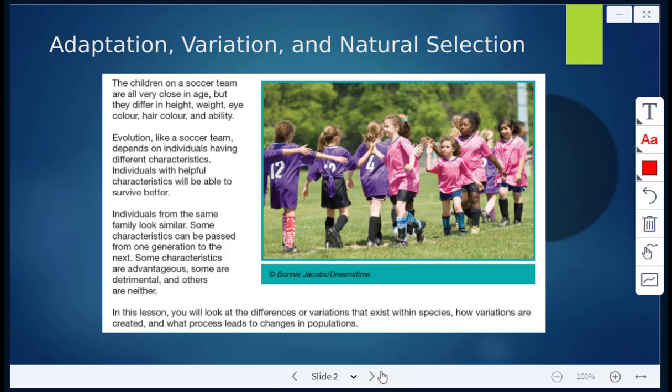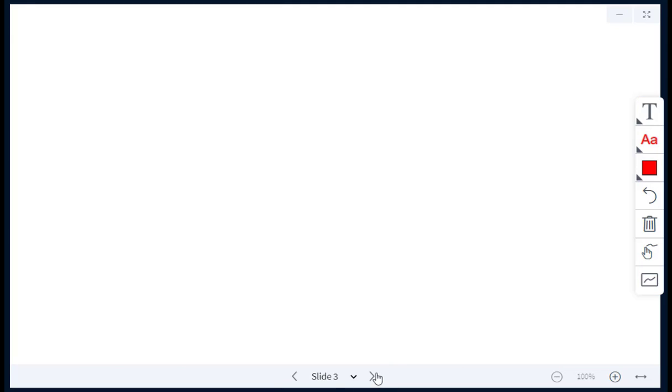What else you'll notice is individuals from the same family look similar. Some characteristics can be passed from one generation to the next. Some characteristics are advantageous, some are detrimental, and others have no effect. So in this lesson today, we're looking at differences or variations that exist within species, how they're created, and what processes lead to changes in populations.